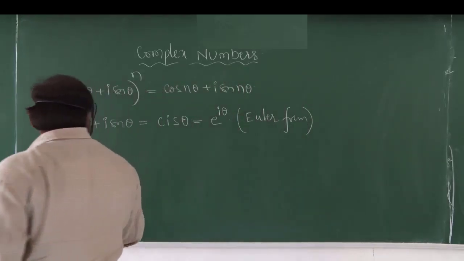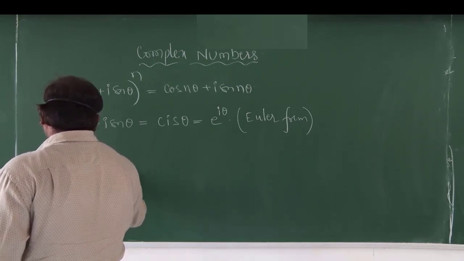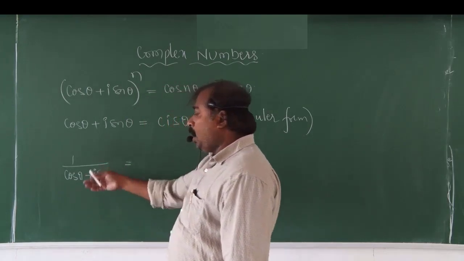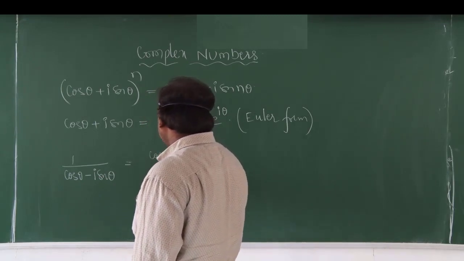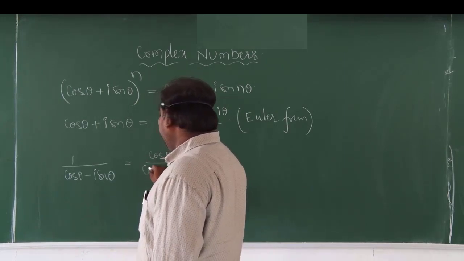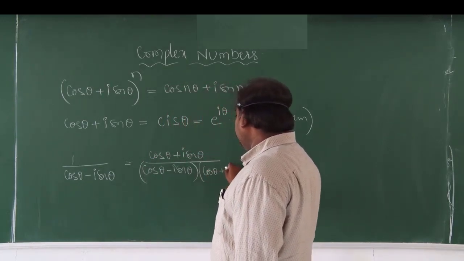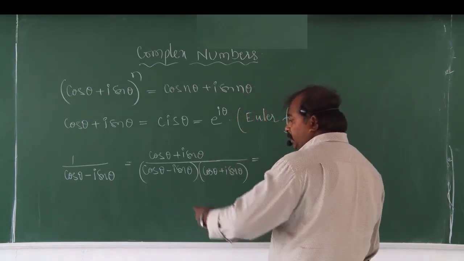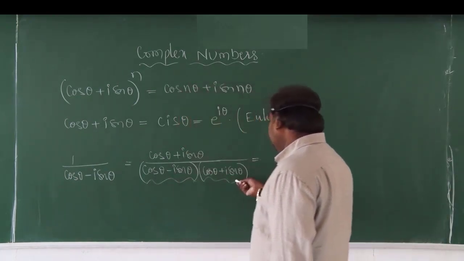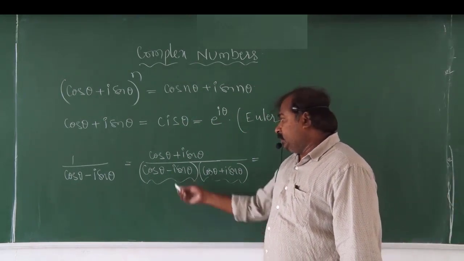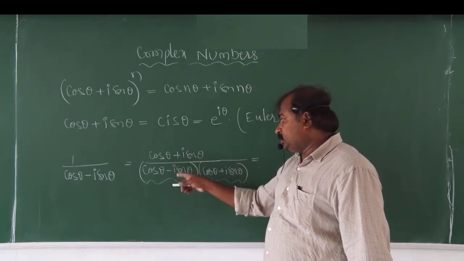Next, one more point: 1 by (cos theta minus i sin theta). How can I represent this value? I multiply numerator and denominator by cos theta plus i sin theta. Here, this is a minus b and this is a plus b. Applying the formula a square minus b square, we get cos square theta minus i square sin square theta. Iota square means minus 1, so minus minus becomes plus, and the denominator changes to 1.